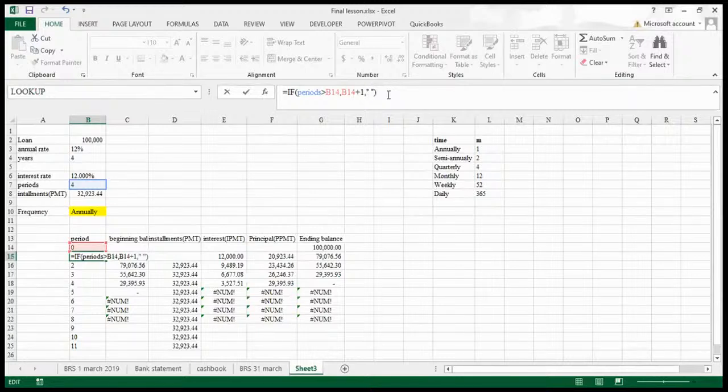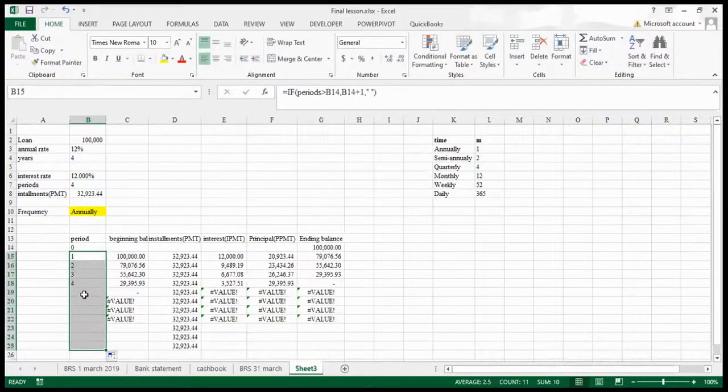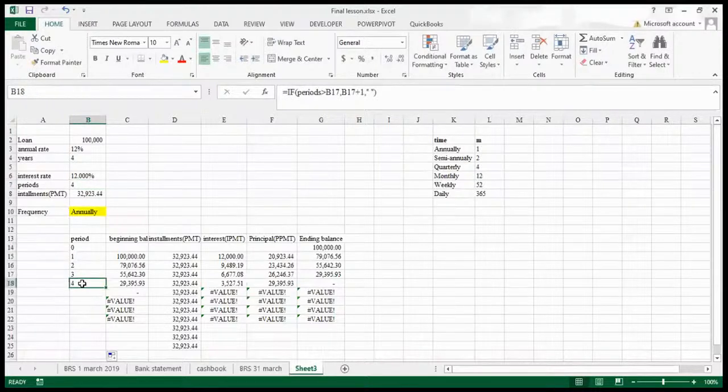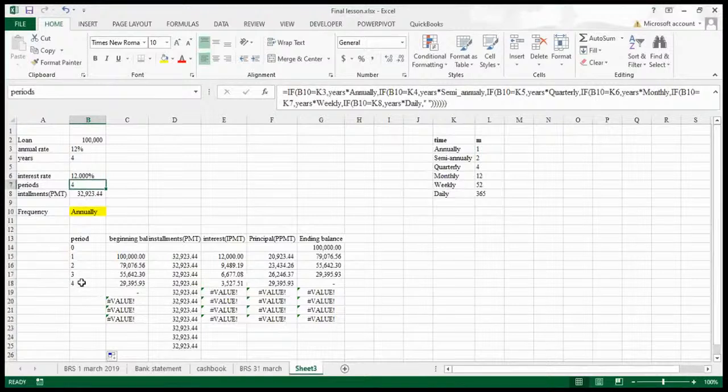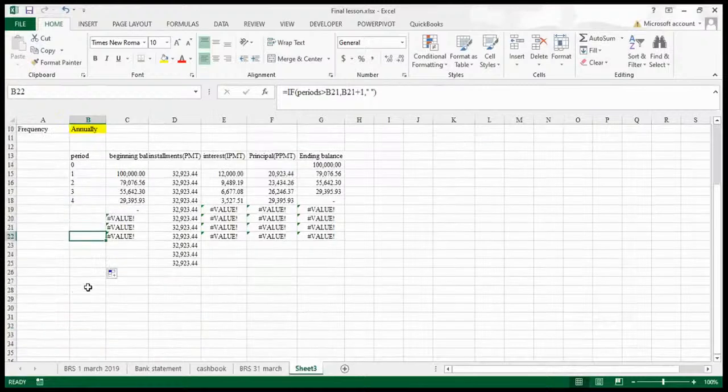So let's enter and see. If I enter and autofill my formula, this is what has happened. Because the period is 4, then anything after 4 should remain empty, but the formula is still maintained there.